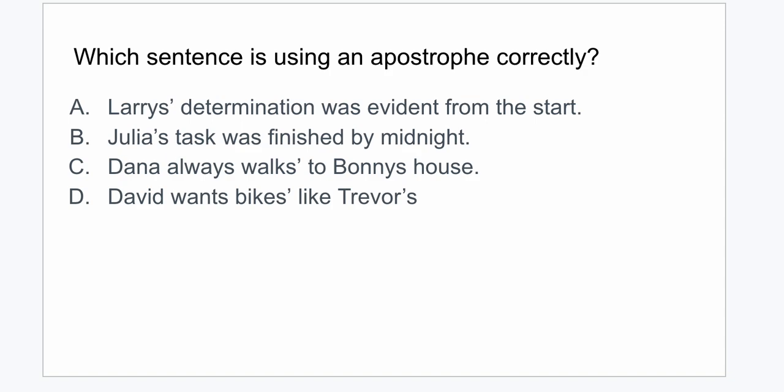Larry's determination was evident from the start. Julia's task was finished by midnight. Dana always walks to Bonnie's house. David wants bikes like Trevor's. And there is supposed to be a period here.